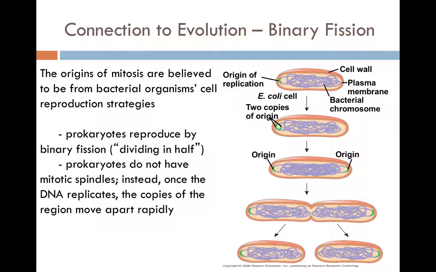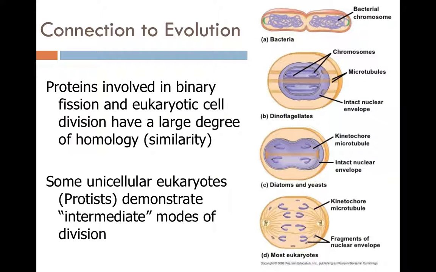Now, over time, they've seen that there are some organisms that are single-celled, that are eukaryotic, called dinoflagellates and diatoms and yeast, and they actually have a nucleus, but they sort of follow the same mechanism as the bacterial chromosome does. So their spindle fibers actually attach the chromosomes through the nucleus to either side of the outside cell, which is sort of an intermediate version of what bacterial cells do versus what we do in eukaryotic cells.